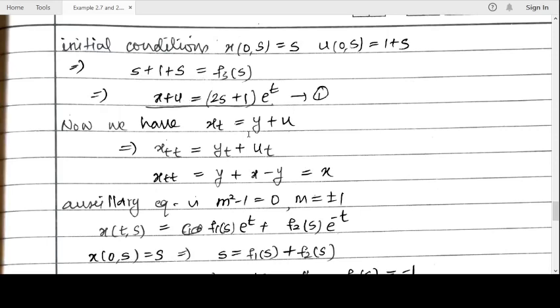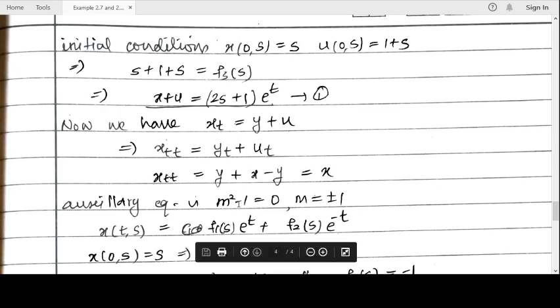Now the next equation is the ODE x_t equal to y plus u. Again we cannot directly integrate this because y, u, all terms are coming. So we can differentiate it once again. So we'll get x_tt equal to y_t plus u_t. And we have y_t is y and u_t is x minus y. You substitute it, you are getting x_tt equal to x. Now we got a second order ODE in x alone, which can be solved very easily.